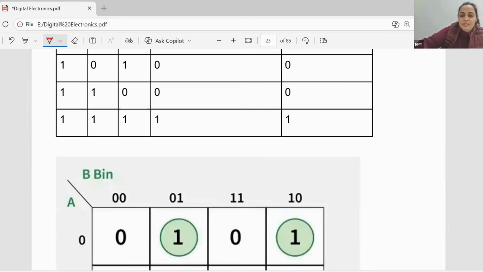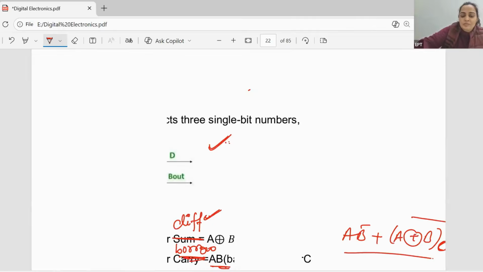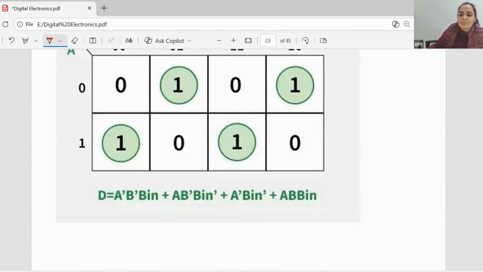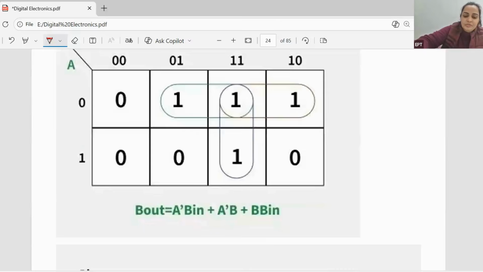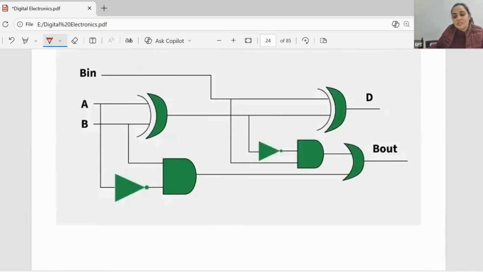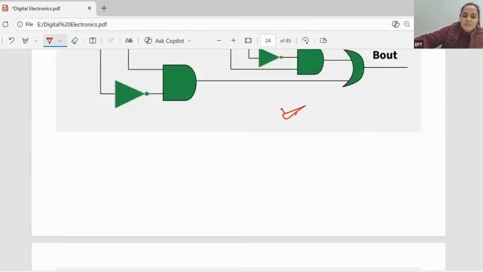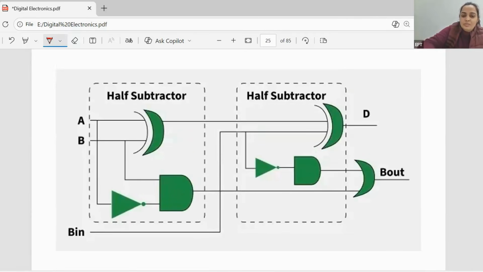Okay, now we will fill the table, and from the table we take the help of K-map and we will get the expression for difference. Okay, similarly for the borrow. This is the circuit for full subtractor. Okay, this is the full subtractor circuit made up of half subtractors.